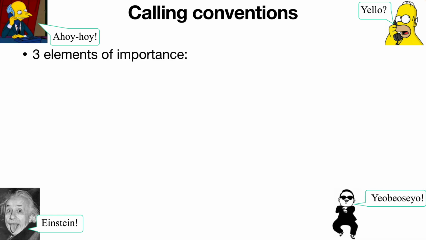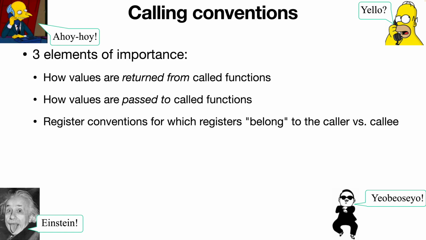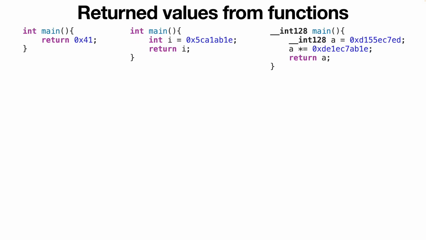Well, for this class, we've got conventions for calling of functions, and there's three elements of importance. How values are returned from called functions, how values are passed to called functions, and the register conventions of which registers can be smashed or should not be smashed when you call to a function. I'm going to start with the easiest one, how they're returned from functions.